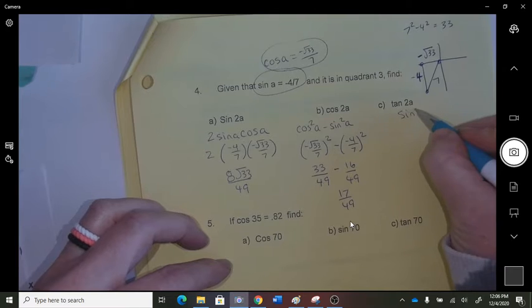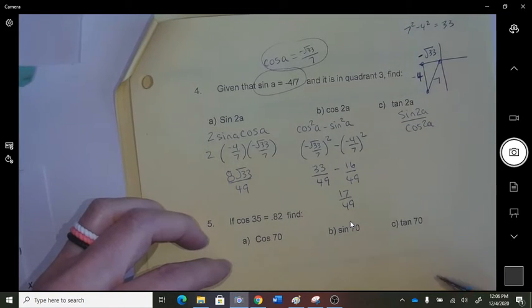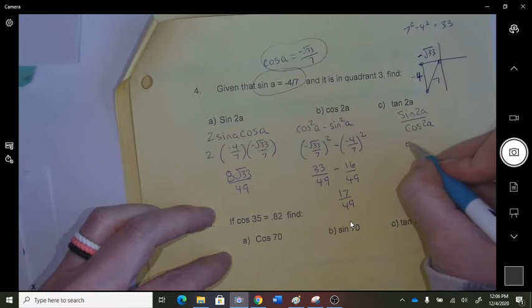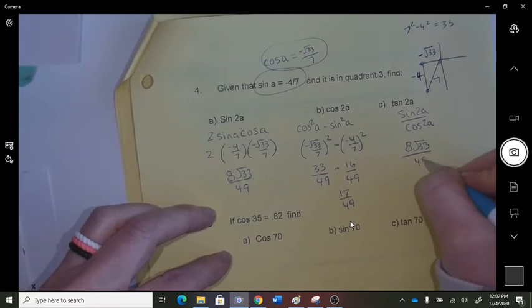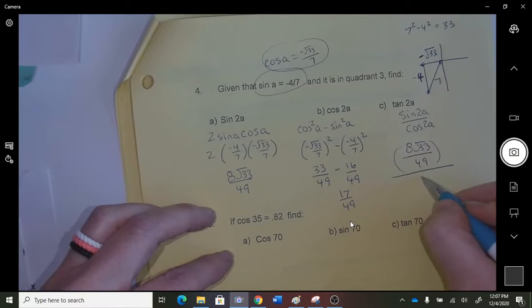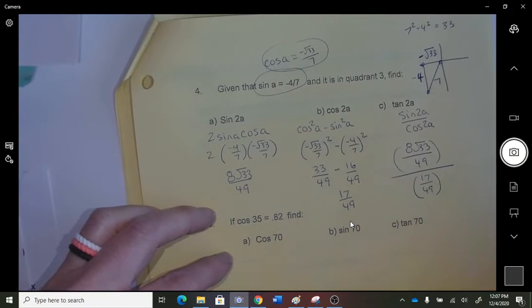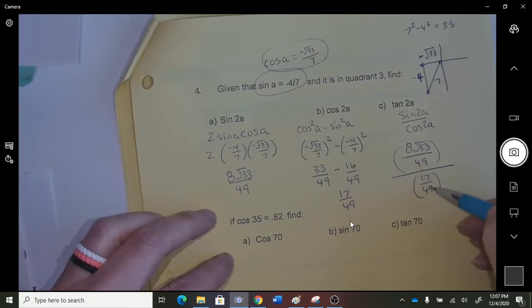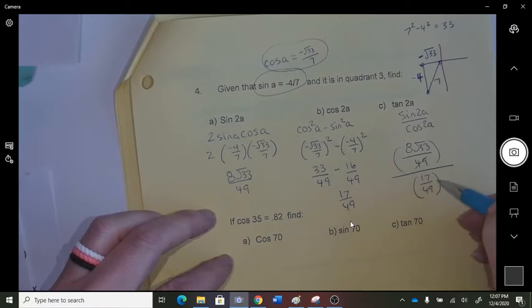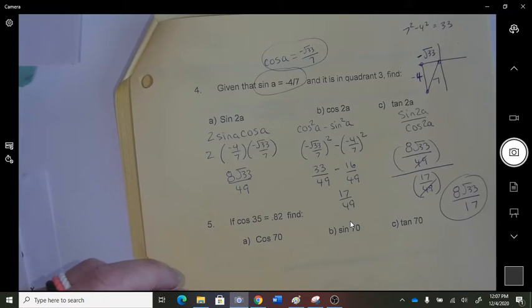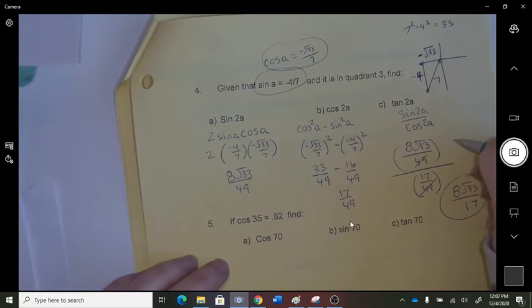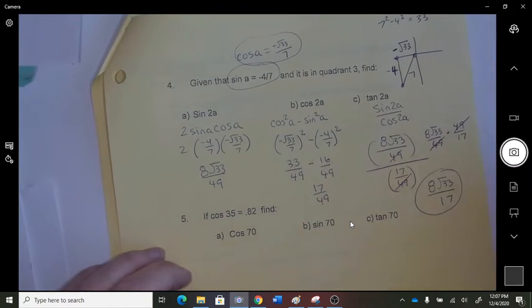Okay, so I'm going to be doing this to get the tan. So 8 root 33 over 49 divided by 17 over 49. So if you haven't figured out that when you flip and multiply, the 49 would go to the top and they would cancel. So I'm going to get 8 root 33 over 17. Okay, and I will do that the long way there. So I'm going to times and flip instead of dividing. And there you can see how I got to that.